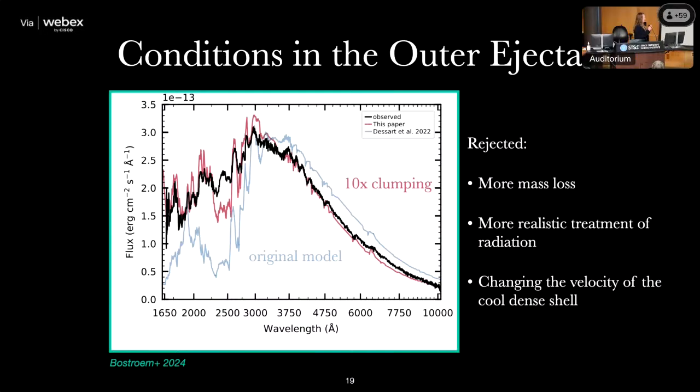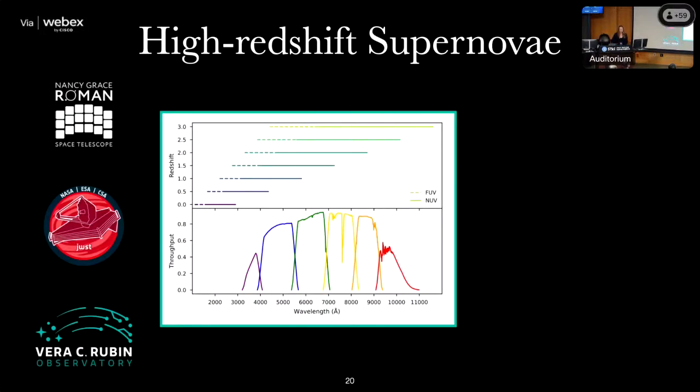So this is a case of one, but I think it's a very interesting idea to be able to put all of this together and use it to constrain what's going on in the outer ejecta and possibly those properties. And then finally, the UV is essential for understanding the high redshift universe.